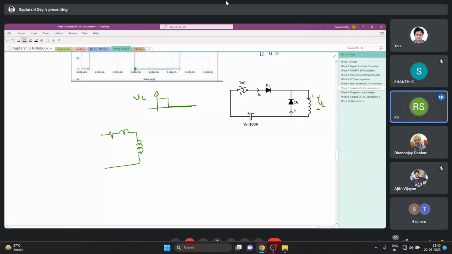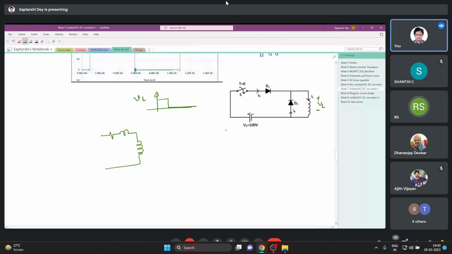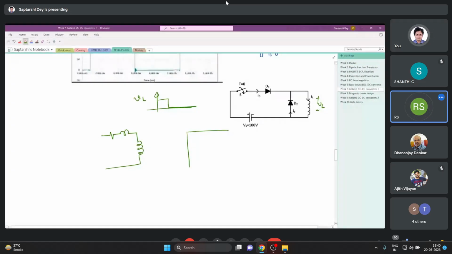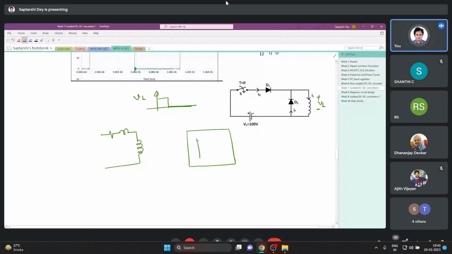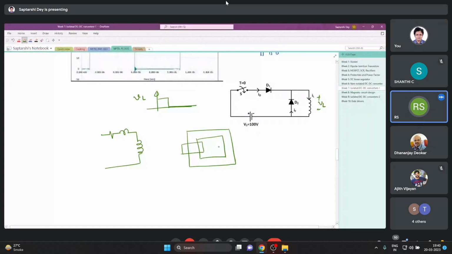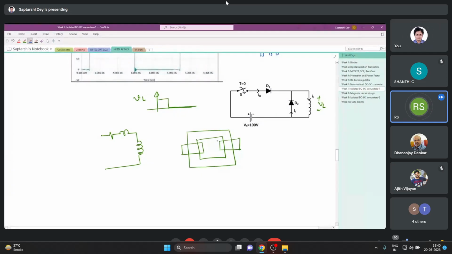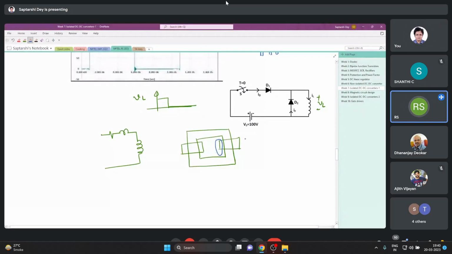Not fringing flux. Leakage means flux produced by one coil which is not linked by the other. Say if you have one winding like this, and another like this, and there is a flux line like this, then this is leakage flux. It is not going to the other winding; it is linking with the same one.